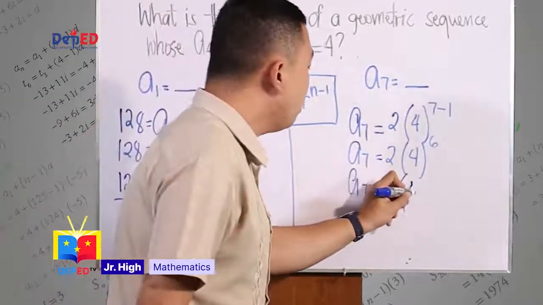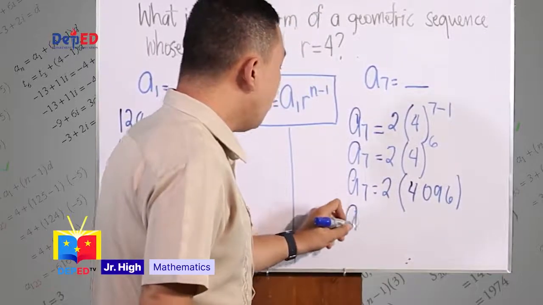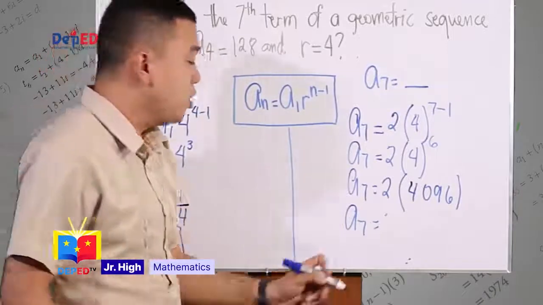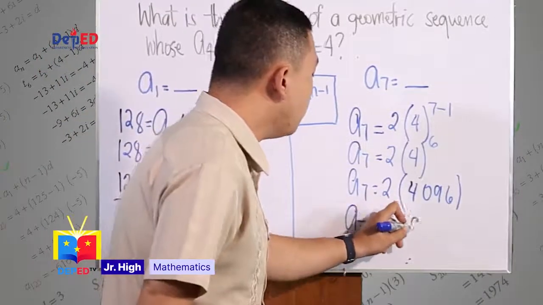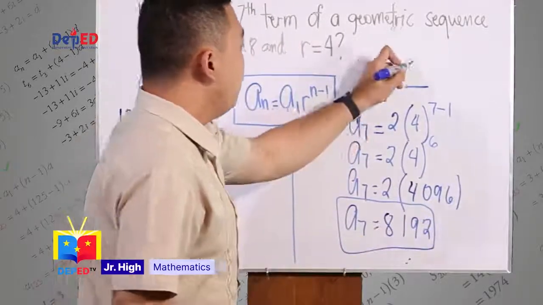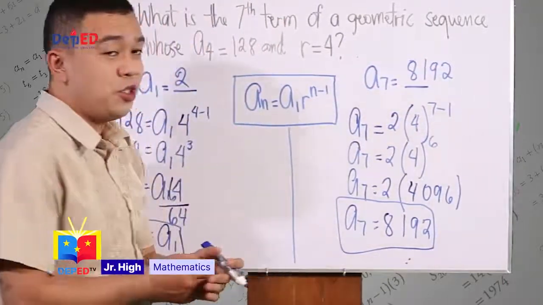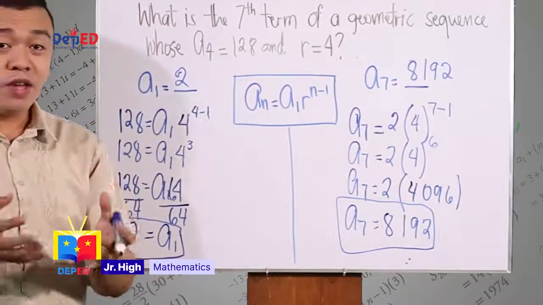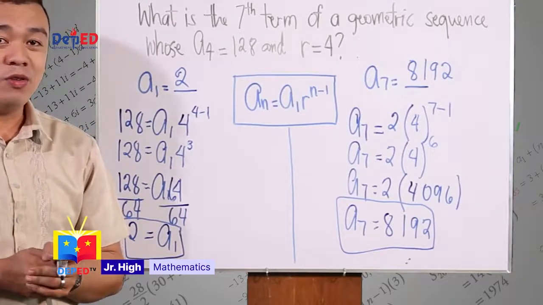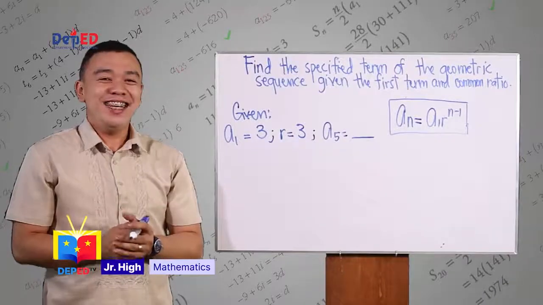which will give us 4,096. And finally, multiplying 2 to 4,096 will give us 8,192. Thus, the first term and the seventh term of the sequence is 2 and 8,192 respectively. Great job indeed!